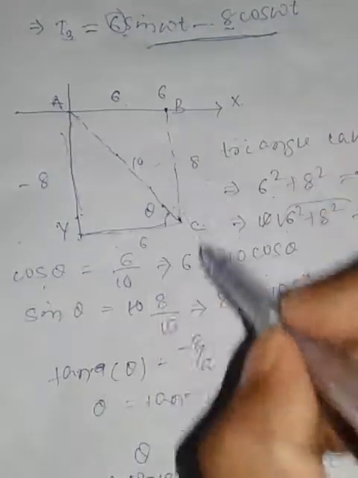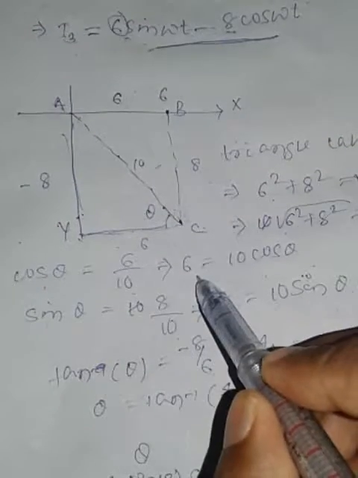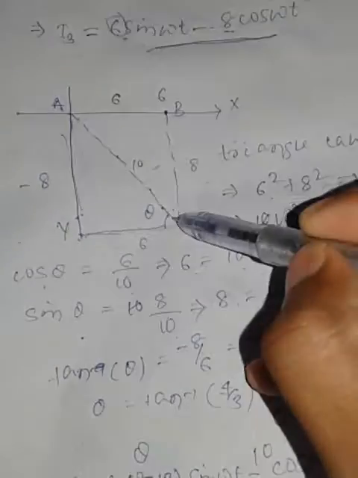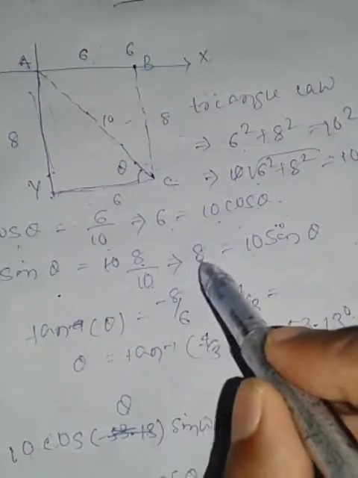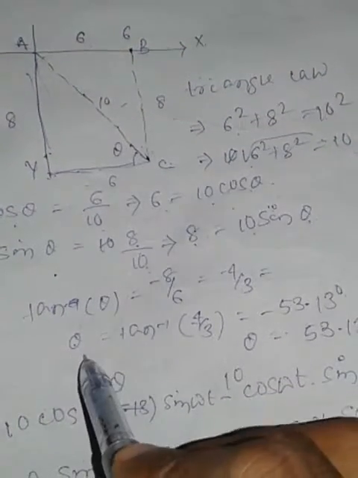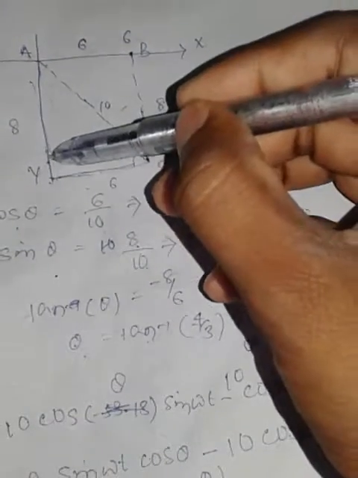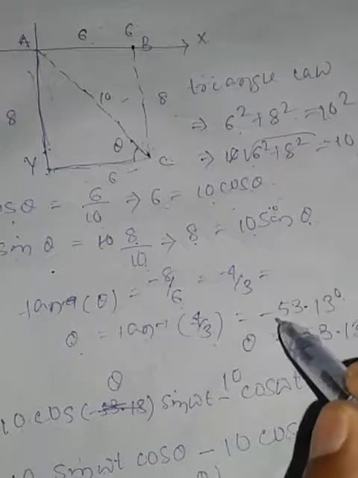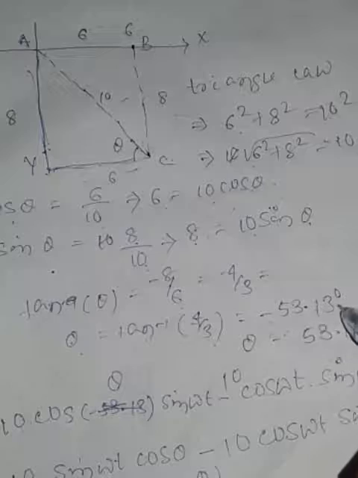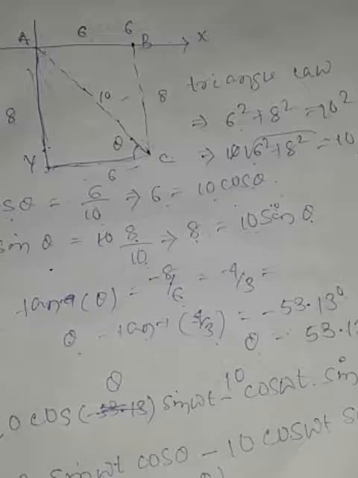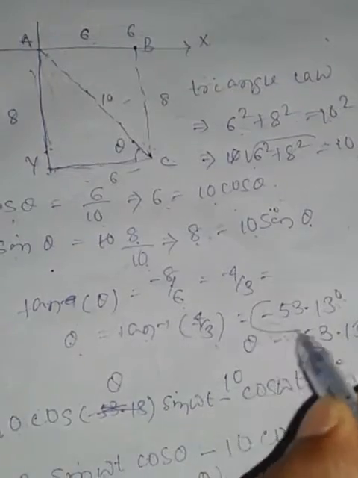Cos theta is base by hypotenuse, so 6 by 10. So 6 is equal to 10 cos theta, and sin theta is height by hypotenuse, so 8 by 10, which means 8 is equal to 10 sin theta. Now we calculate the value of theta. Theta is tan inverse of height by base, so minus 8 by 6, which is minus 4 by 3. So theta is minus 53.13 degrees, because it lies in the fourth quadrant, where tan is negative. That's why we get a negative theta value.